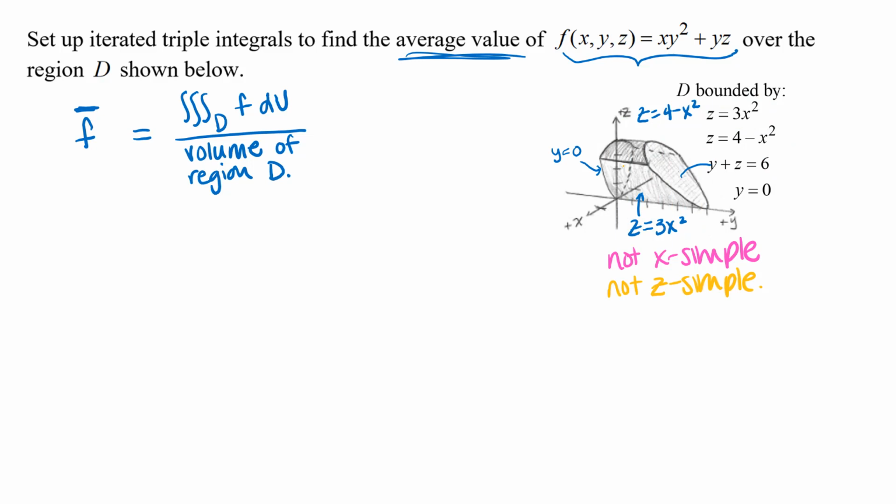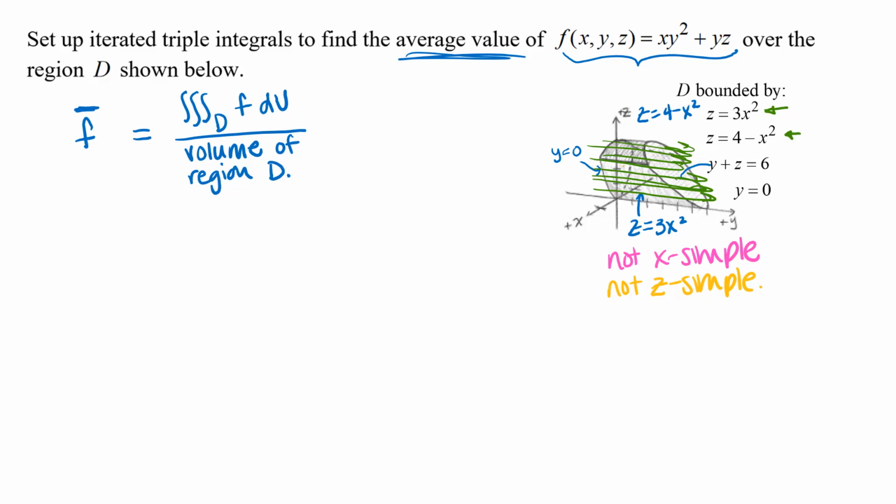So let's check for y simple. So I'm going to think about going through the region in the direction of increasing y all through the region parallel to that y-axis. And the key here is noticing that these two parabolic cylinders extend parallel to the y-axis.